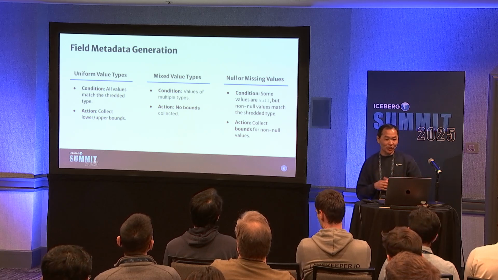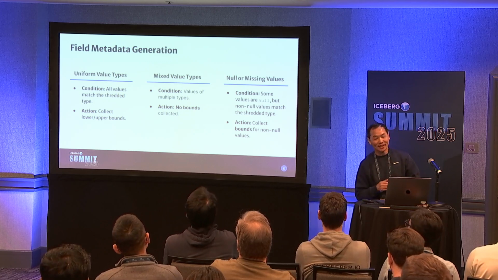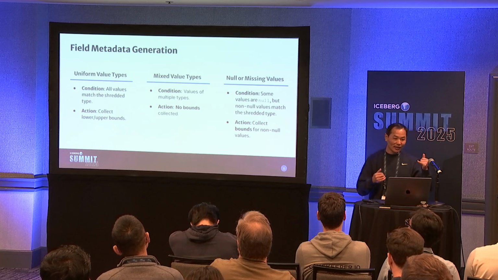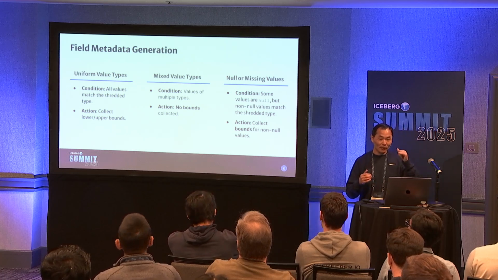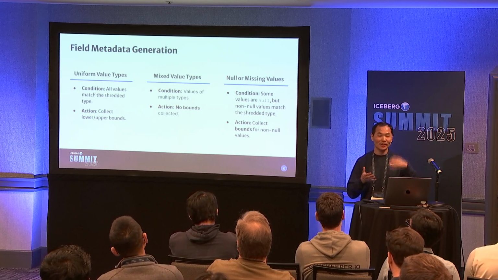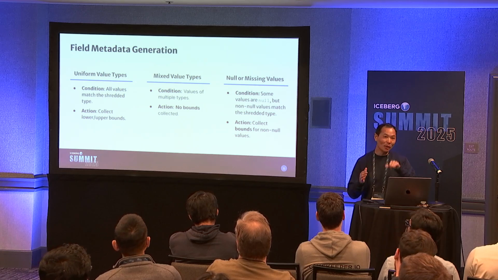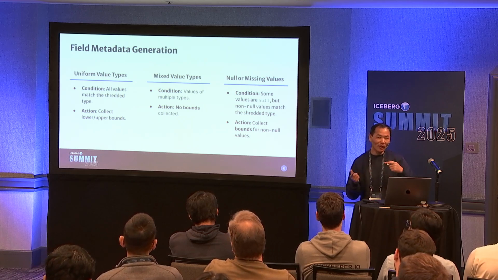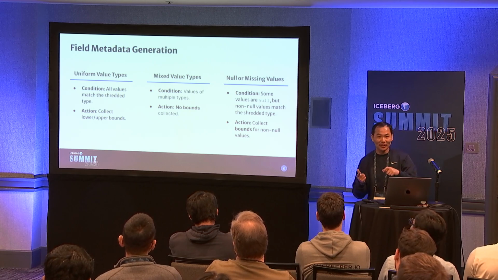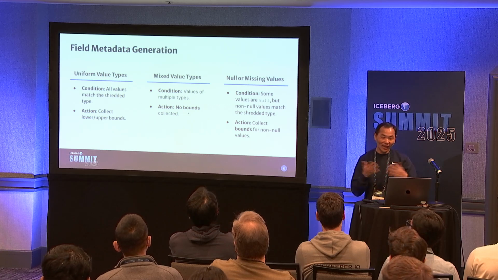Yeah, for metadata generation, it has like 3 cases. Let's say if all the values in the file match the shredded type, say, it's all string. For that case, we can collect the lower bound and upper bound. But how about if it's a string and an integer? For that case, actually, you can't collect the bounds.